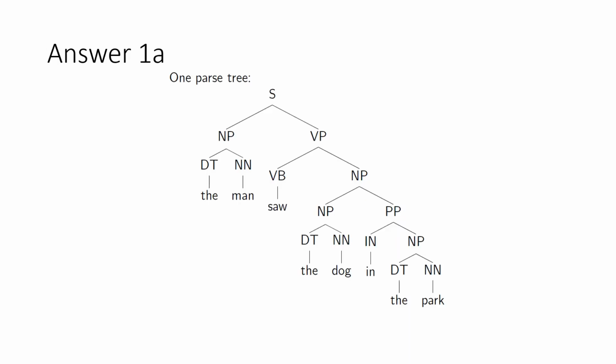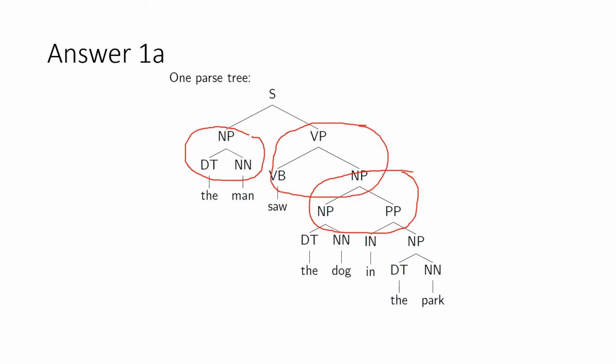The answer to our question 1a is that there is only one parse tree for the sentence "the man saw the dog in the park" under the grammar and the specified rules. Here, the noun phrase can be decomposed either to a determiner and a noun, or to another noun phrase and a prepositional phrase. There is only one rule for the verb phrase, this one here. So the verb phrase goes to the verb and a noun phrase, so there is no ambiguity here. We cannot show another parse tree for this sentence under this grammar.